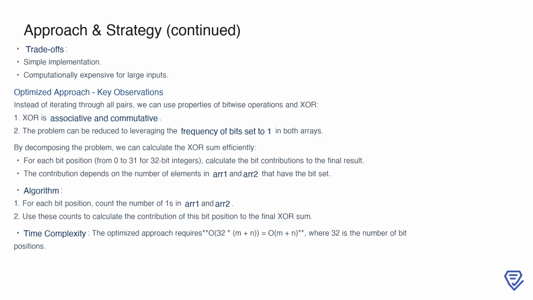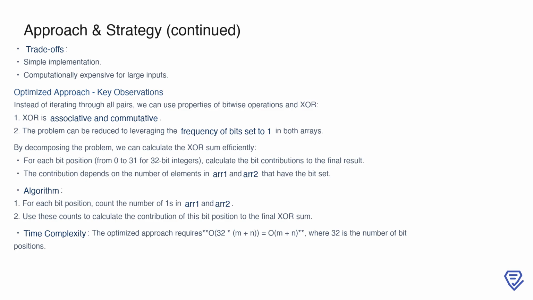Instead of calculating all pairwise ANDs directly, we can focus on the frequency of bits set to 1 in both arrays. For instance, rather than iterating through every pair, we calculate the contribution of each bit position to the final XOR sum. Here's how the optimized algorithm works.